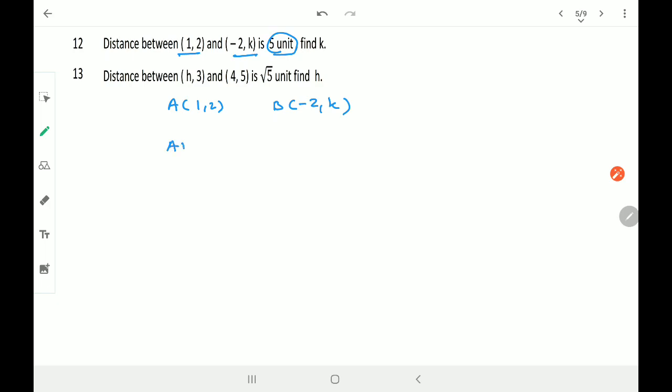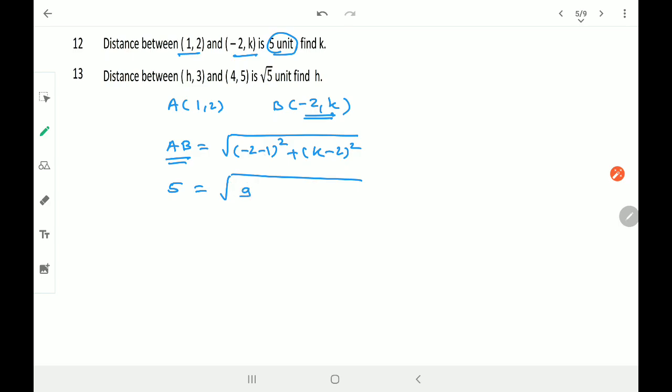So I know that AB is equal to under root of, the variable should be taken first. So this coordinate should be taken first. So (-2 - 1) the whole square plus (k - 2) the whole square. Clear? AB is given. What is AB? 5 is equal to under root of (-2 - 1) is -3 square, 9, plus k square minus 4k plus 4.